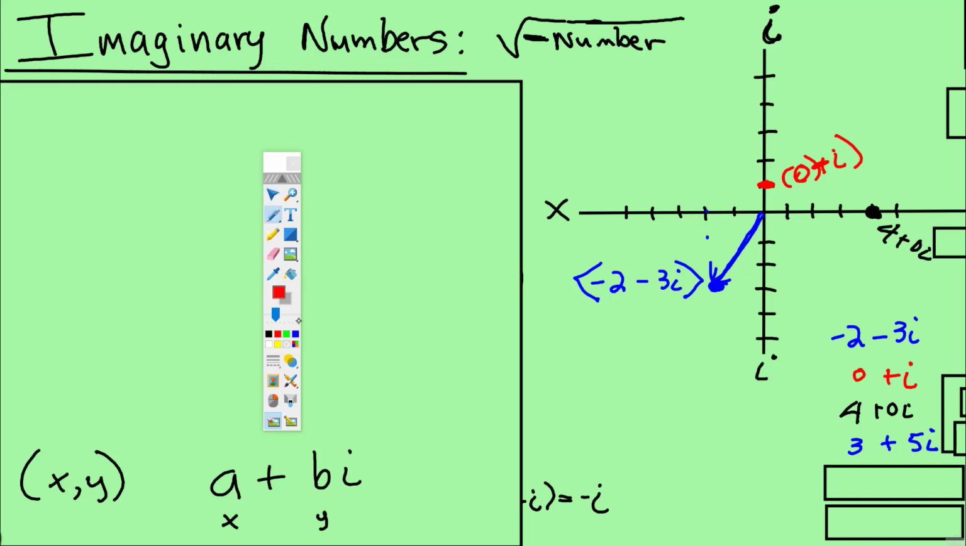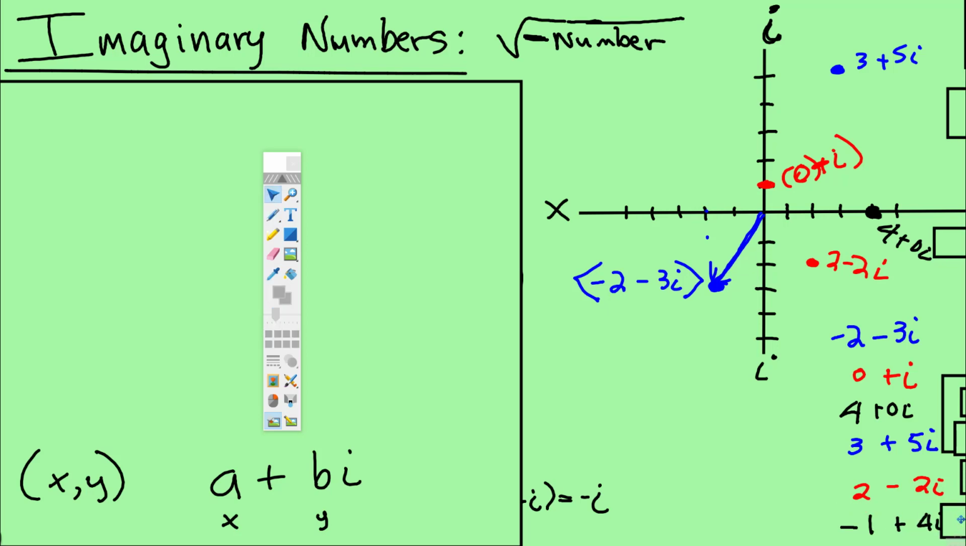And then 3 plus 5i. So 1, 2, 3, up 5. That point right there is 3 plus 5i. Then we have, back to red, we go over 2, down 2. That right there is 2 minus 2i. And then finally, you have -1. So go over -1 and then up 4. That point right there is -1 plus 4i.